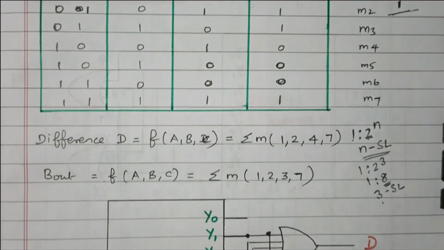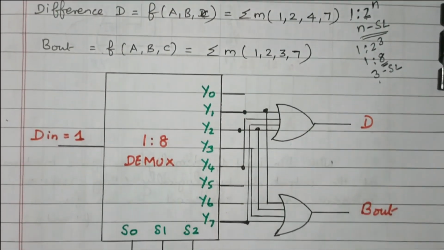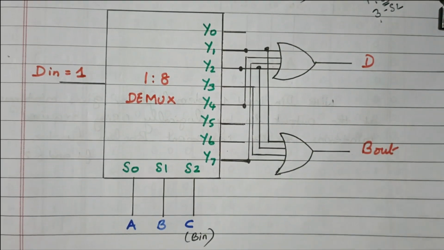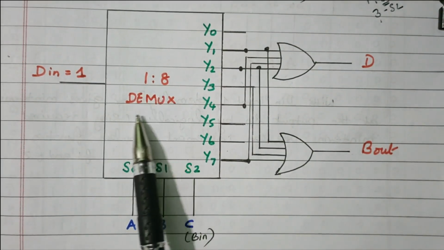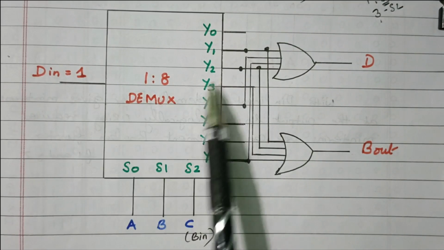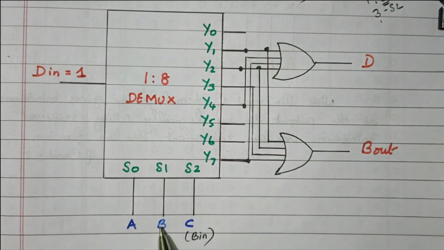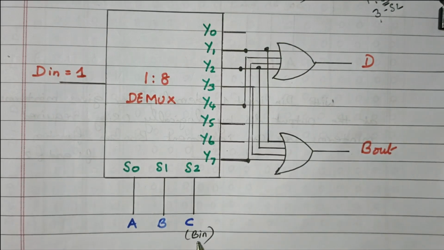Now we'll see the logic diagram for implementing the full subtractor using the demultiplexer. This is the 1 to 8 demux. One input and 8 outputs are available. This is the selection line: A, B, C or A, B, borrow in.